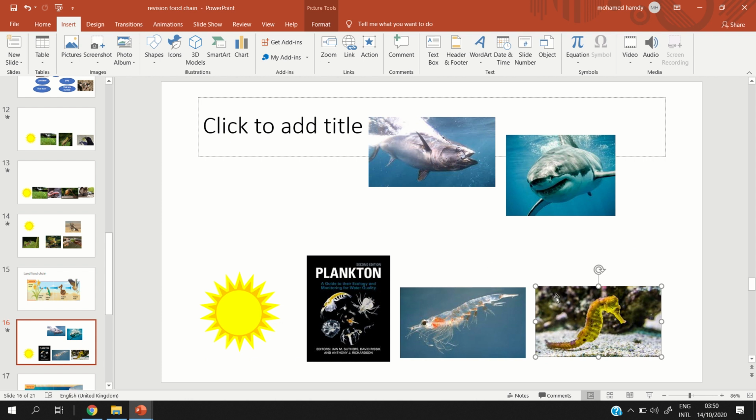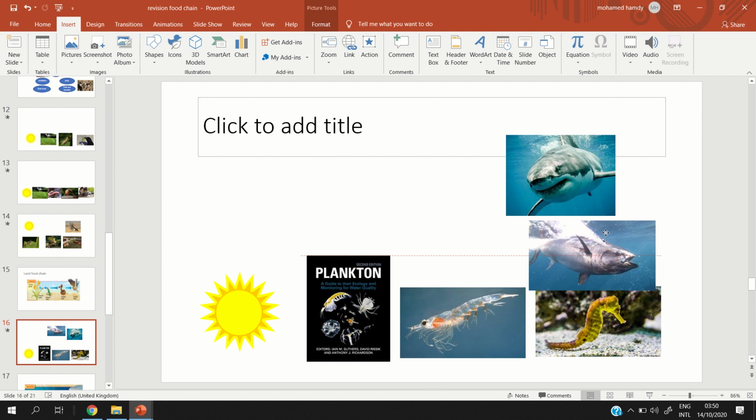And which one can eat the seahorse? Which one is stronger? Not the strongest, but stronger than the seahorse. Like the tuna fish can eat the seahorse because it is stronger. And the last one, the shark, because it is the strongest one. The shark can eat the tuna fish or the large fish.